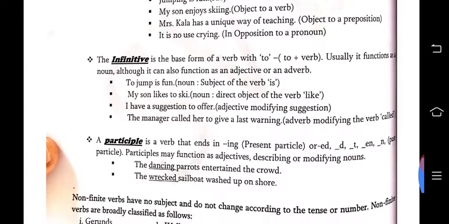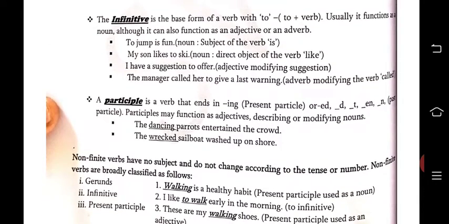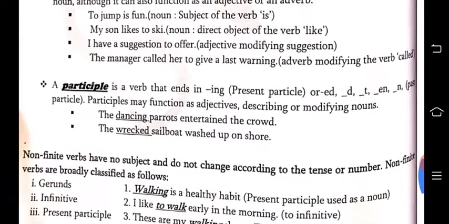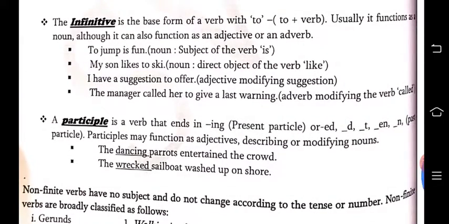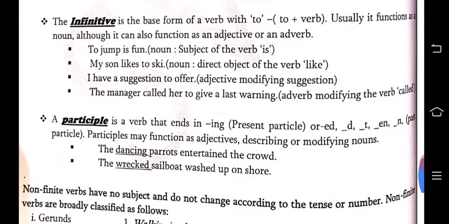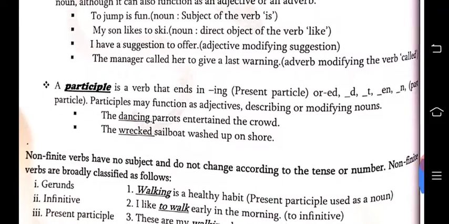Got it? And then infinitive means what? The infinitive is the base form of a verb with to. Usually it functions as a noun, although it can also function as an adjective or an adverb. So, to jump is fun: subject of the verb is. My son likes to ski. That means what? Direct object of the verb like. I have a suggestion to offer: adjective modifying suggestion. The manager called her to give a last warning: adverb modifying the verb called.